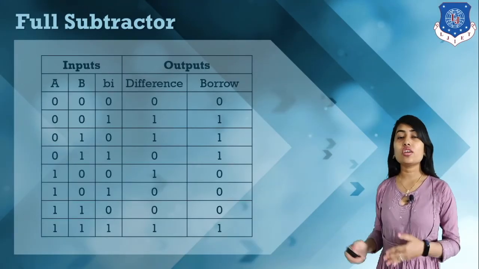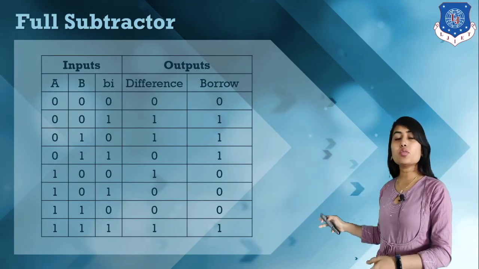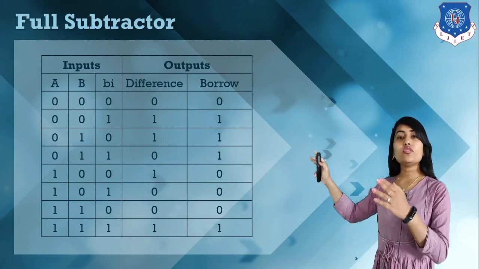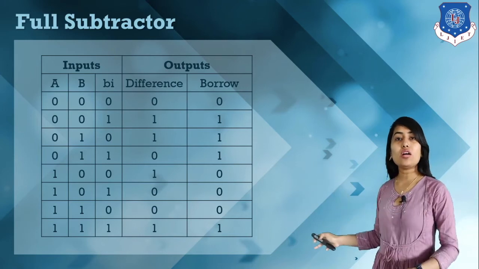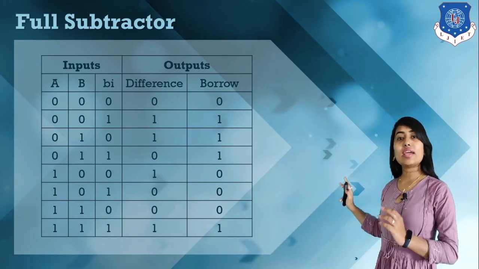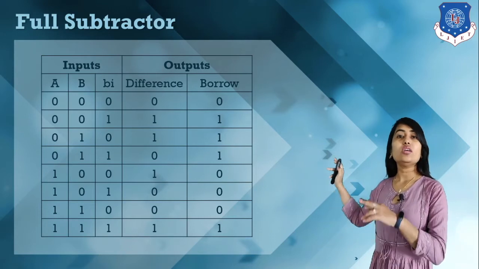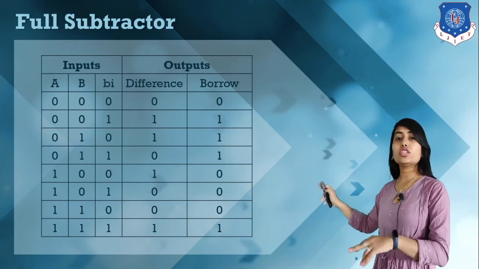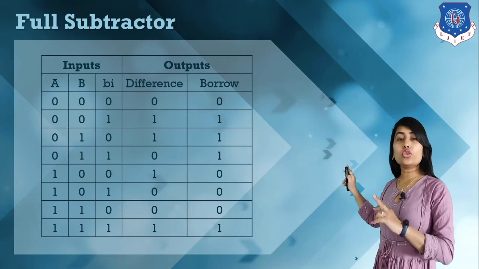So here we make a table for this full subtractor. We have 3 bits A, B and B in, that is our previous borrow, and 2 outputs, difference and borrow. For 3 inputs, we have a total of 8 possible combinations. We mark all the combinations and then write the values of difference and borrow. Like 0 minus 0 minus 0, difference 0, borrow 0. Then 0 minus 0 minus 1, difference 1, borrow 0, and so on.